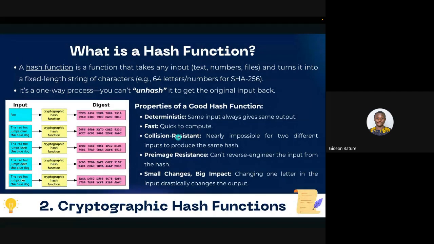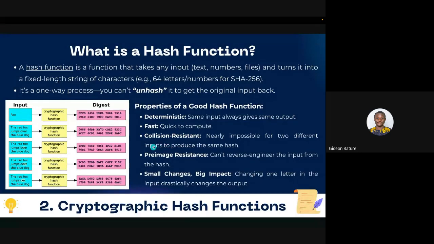The second is fast. Your hash function should be quick to compute. It should be quick to convert whatsoever you give it to that fixed-length string of characters. The reason being that somebody that is mad enough, or crazy enough, can decide to say, let me give this thing 10,000 characters and see if it will do its work. You understand? So it needs to be fast.